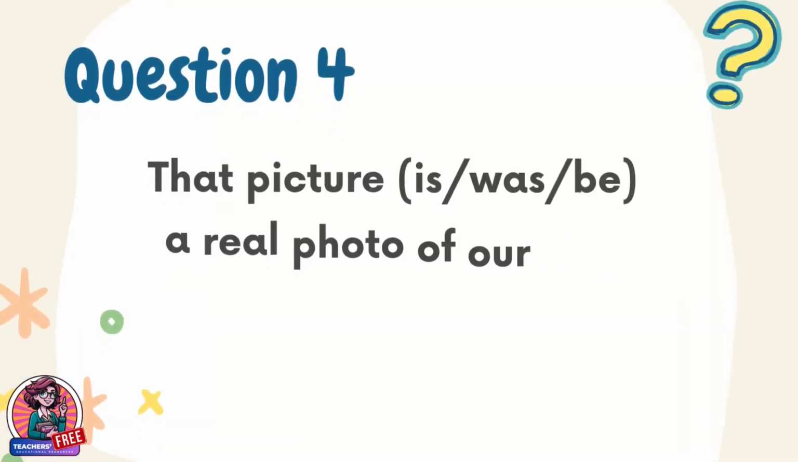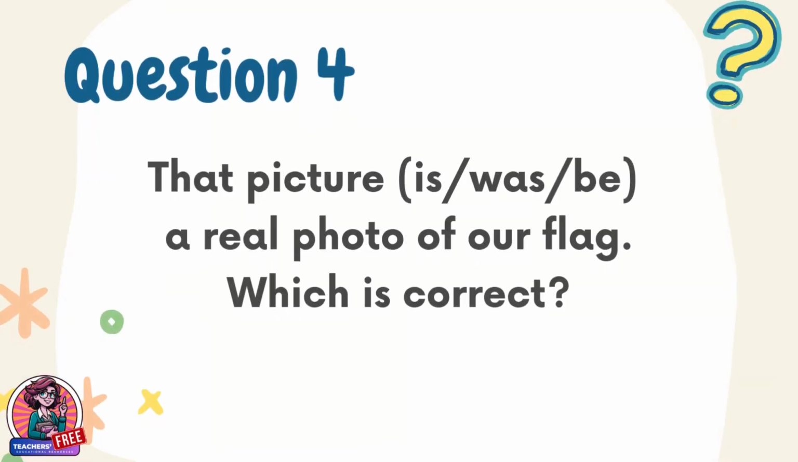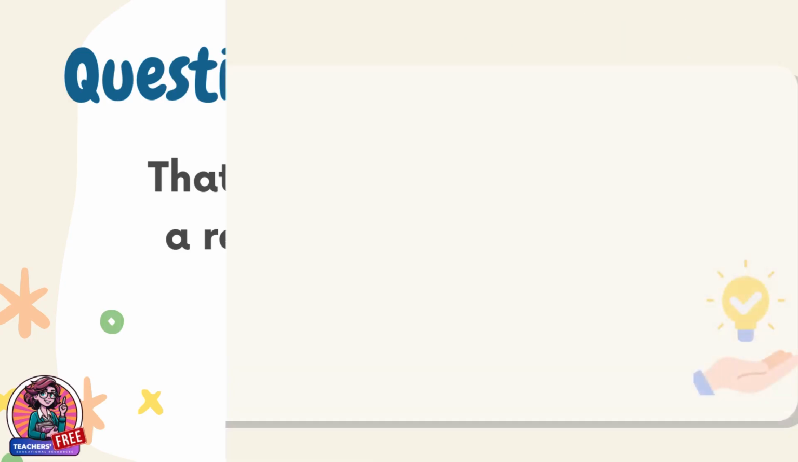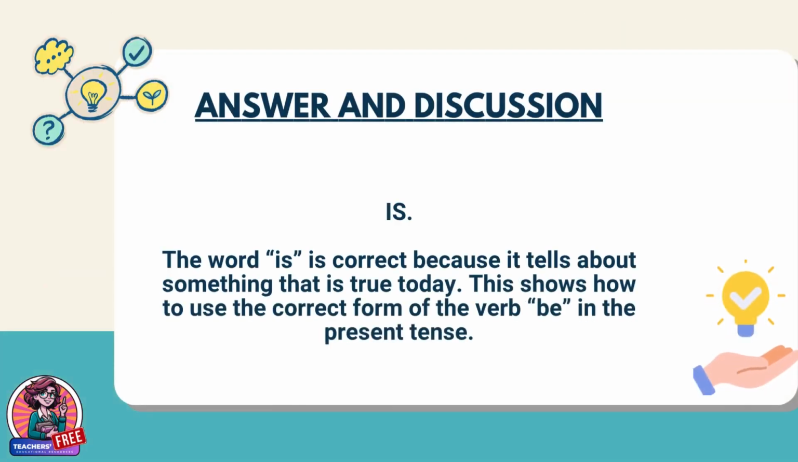Question 4. That picture is, was, be a real photo of our flag. Which is correct? Answer: is. The word is correct because it tells about something that is true today. This shows how to use the correct form of the verb be in the present tense.